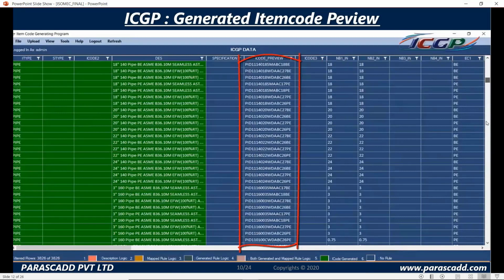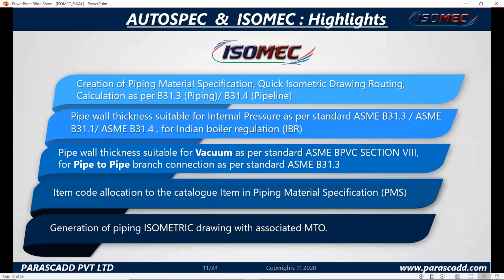So now, once your item codes are generated, we move ahead for our AutoSpec and ISOMech, which comes under our ISOMech software. So initially, this AutoSpec section or the feature is used for creation of pipe material specification, and the ISOMech section is used for generating quick isometric drawings routing. All the calculations over here are based on B31.3 and B31.4 norms.